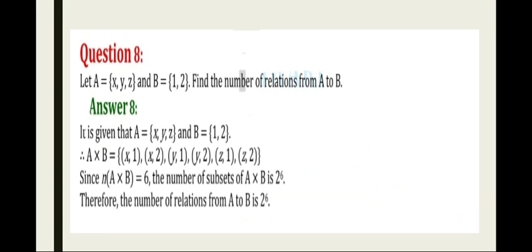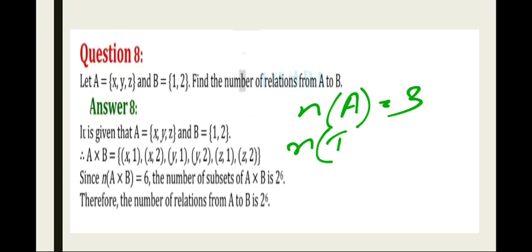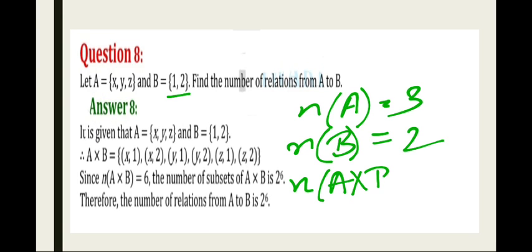Now, question number 8. Let A be equal to this one, B equal to this one. Find the number of relations from A to B. Again, I have discussed this type of question in a previous video also. A contains 3 elements, that is, the cardinality of A is equal to 3. The cardinality of B is equal to 2 because it contains 2 elements. That implies the cardinality of A cross B will be 2 into 3 is equal to 6.